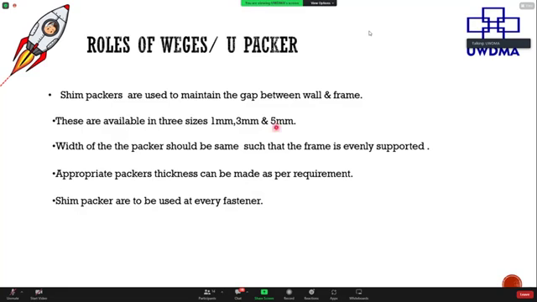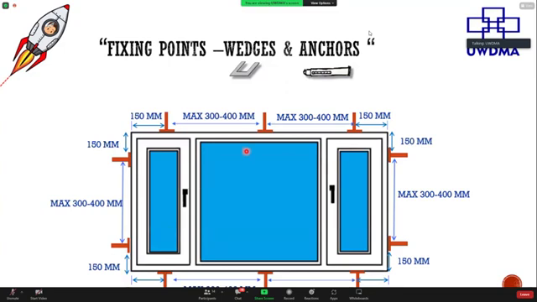You can make the appropriate thickness as per your requirement. For example, if you need 4 mm, you will combine 1 mm and 3 mm. If you need 6 mm, you will go with 5 plus 1. If you want 8 mm, you can add 5 plus 3 mm. So you can adjust the required thickness with the number of packers. These packers are used at every fastener you are using. Of course you can put a packer elsewhere too, but wherever a fastener is coming, you need to put a packer. That is mandatory.